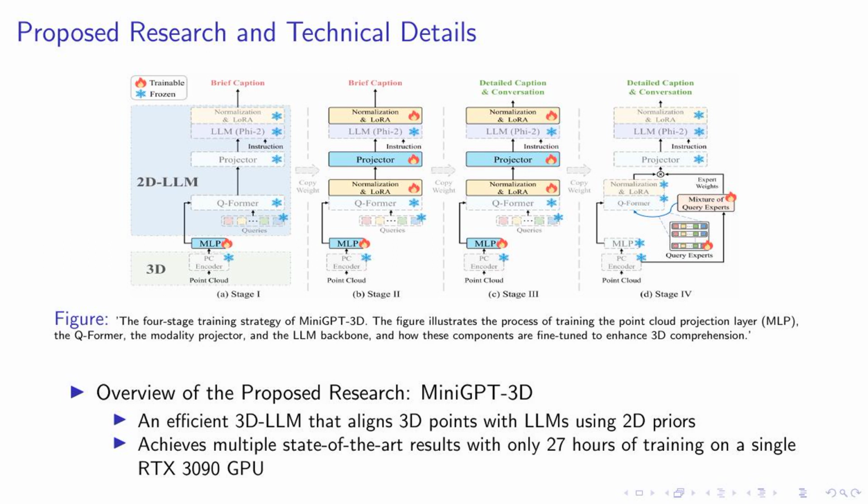End figure, begin itemize. Item: The first stage of training focuses on bridging the knowledge gap between the 3D point cloud encoder and 2D LLM modules. This is achieved by training the point cloud projection layer, with other modules remaining frozen.